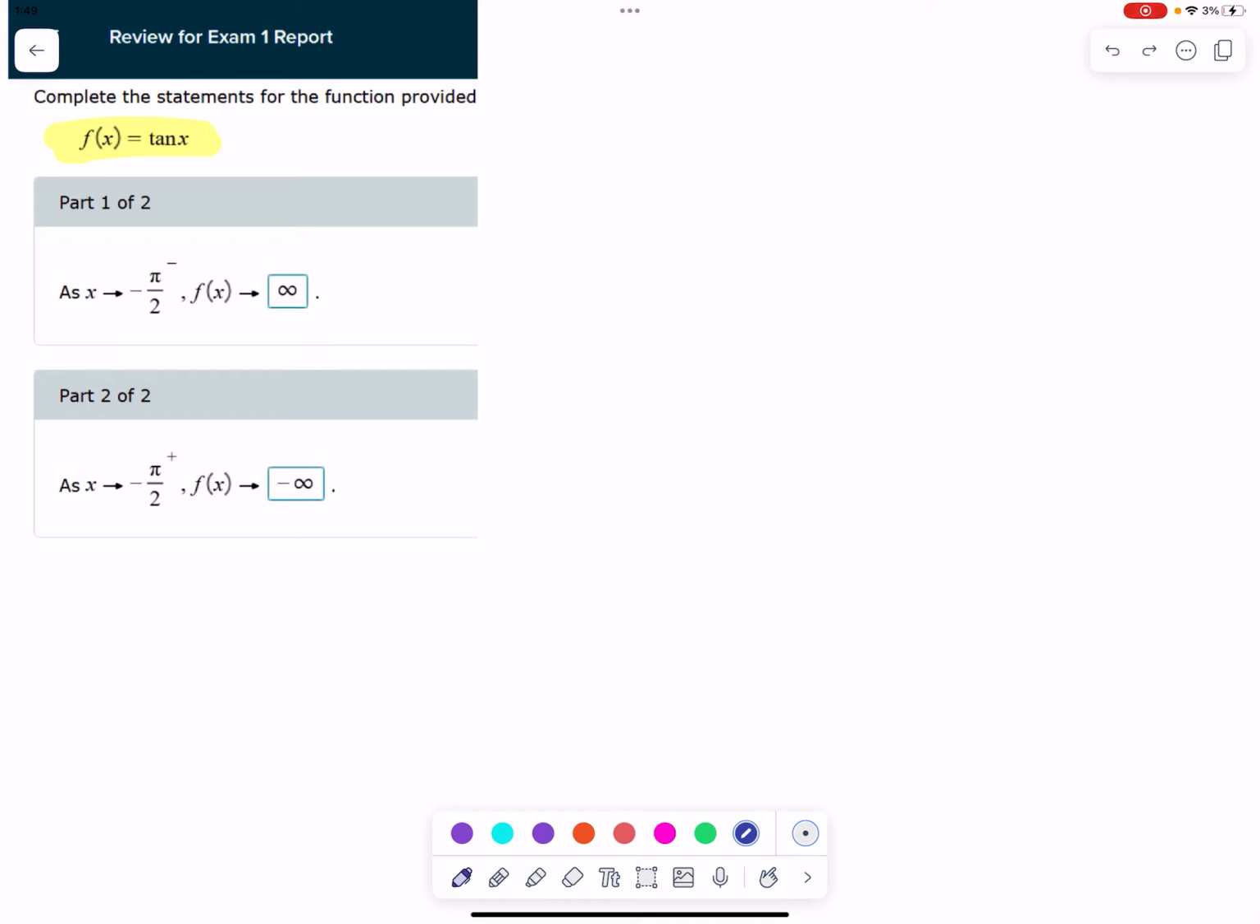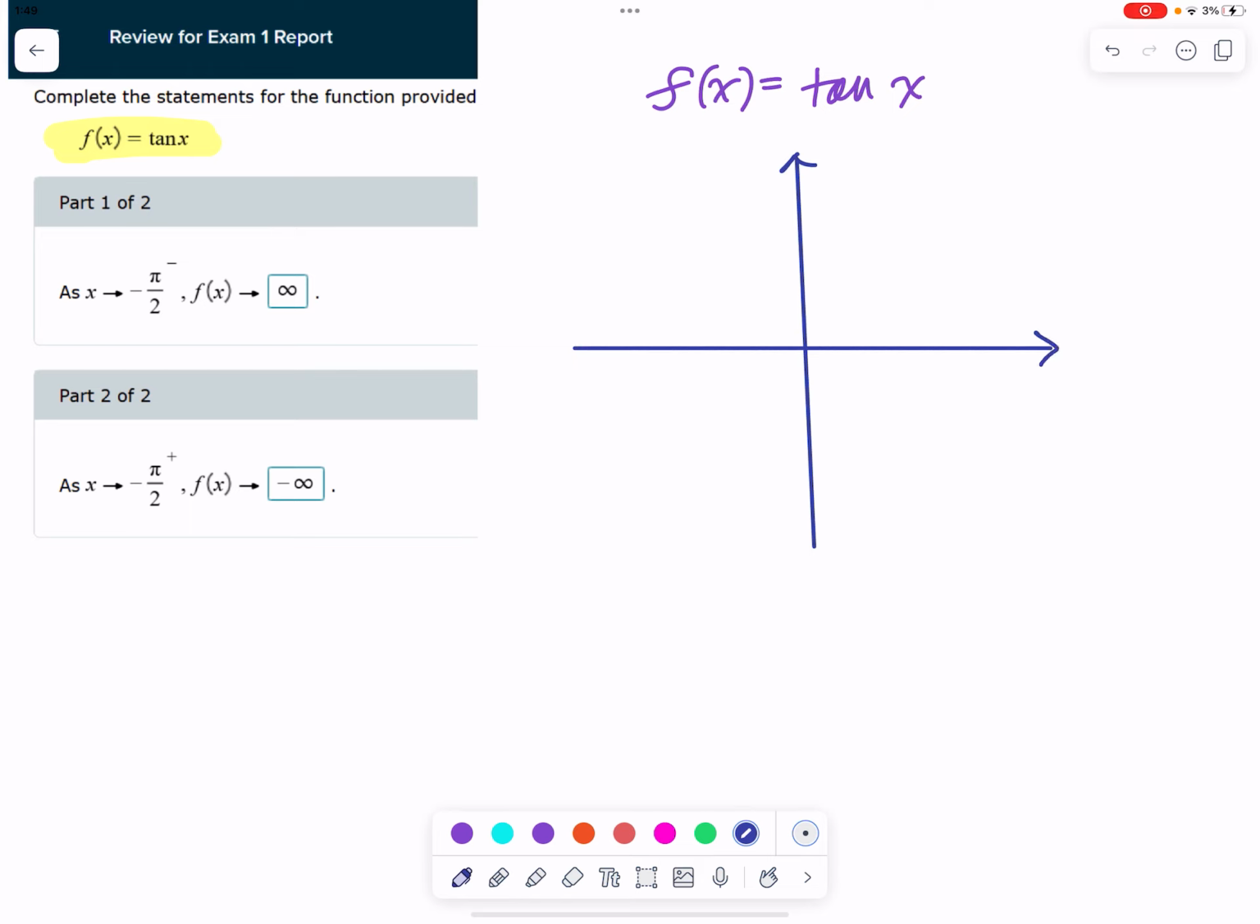Okay, this is one of the questions from the review for exam 1, and this is f of x equals the tangent of x. We're going to take a closer look at this graph. Now, you can put this in your calculator if you'd like. Press the y equal button, type in tangent of x, and if you are graphing the tangent of x, let me just make a note.